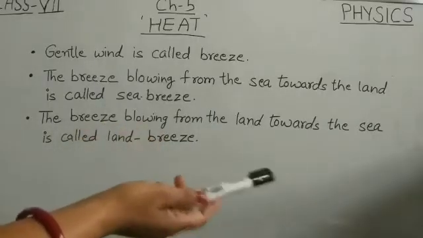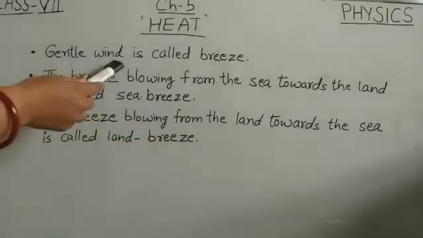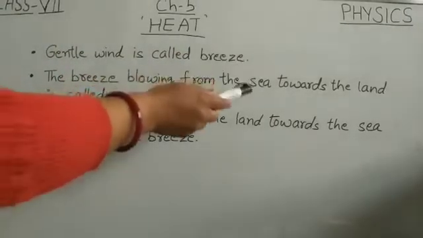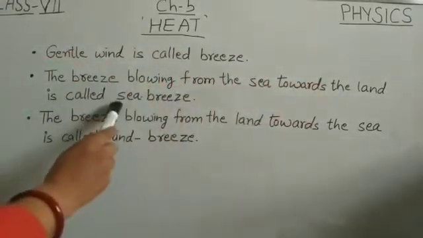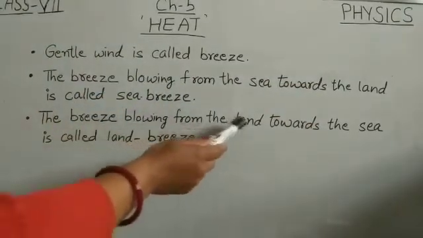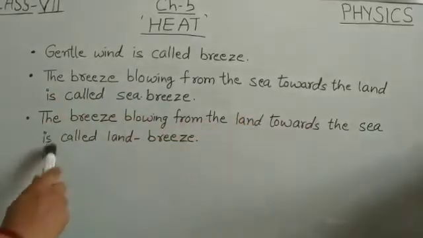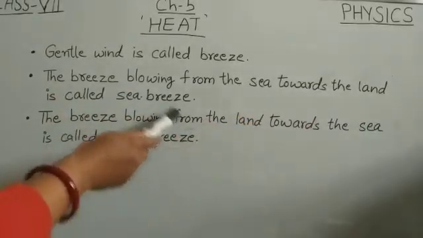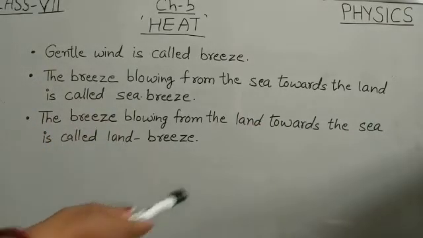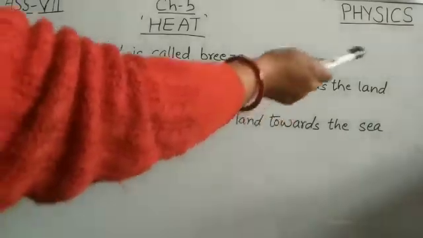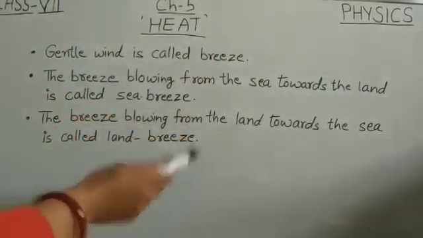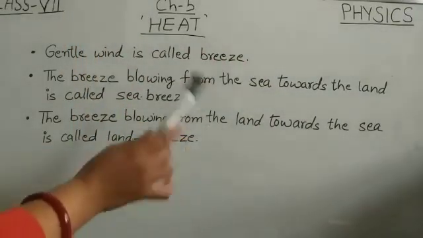Children, what we have learned: the gentle wind is called breeze. The breeze blowing from the sea towards the land is called sea breeze, and the breeze blowing from the land towards the sea is called land breeze. These are important definitions, sea breeze and land breeze. So from the sea towards the land is sea breeze, and from the land towards the sea is land breeze. You must remember this.